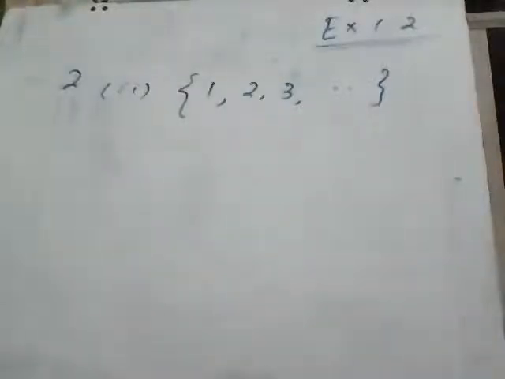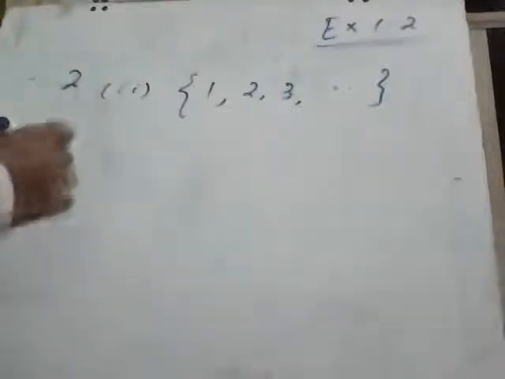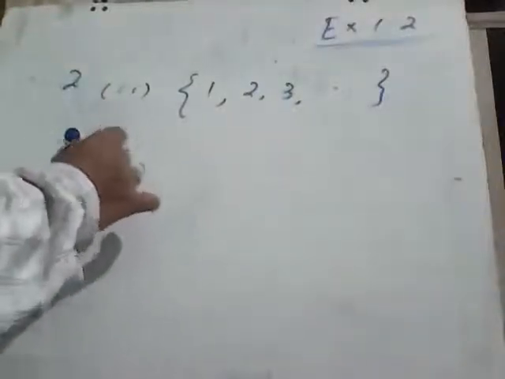Then proceed to question number 3. First bit. State whether each of the following sets is finite or infinite. These are from real life situations or from mathematical situations. First bit: the set of lines which are parallel to the x-axis.